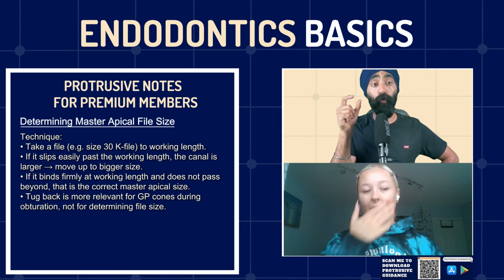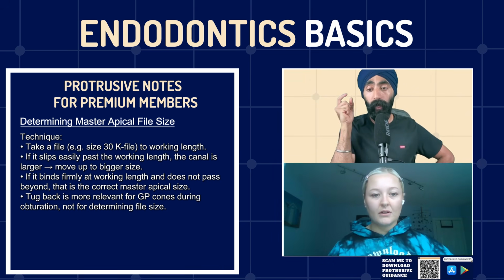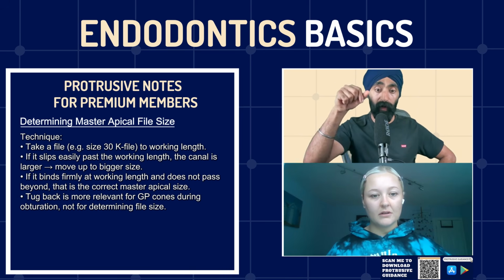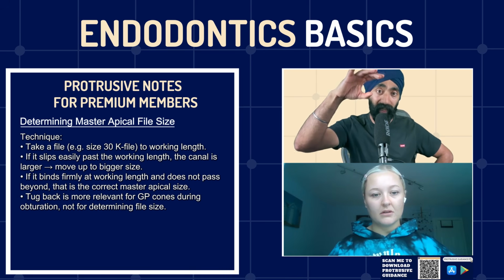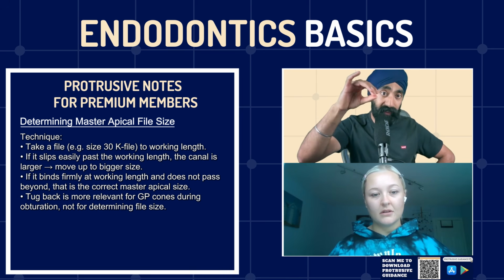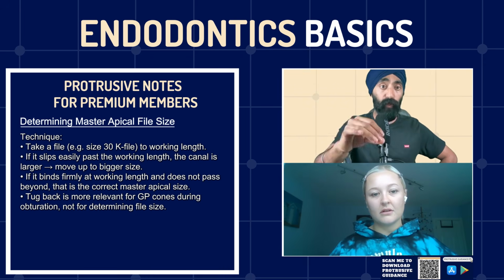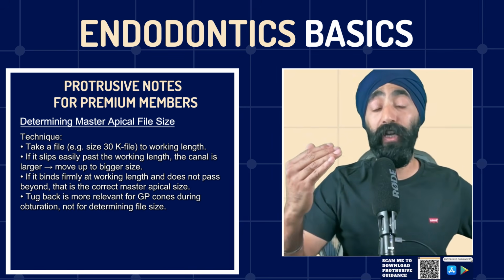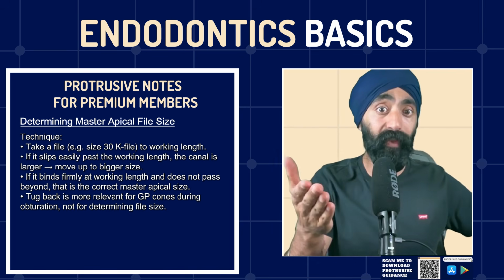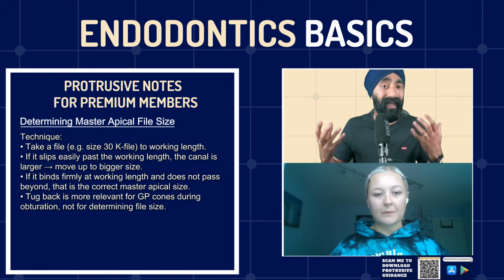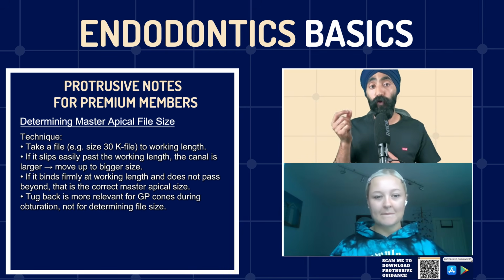The way Ian Harris taught me years ago was you take your file, you put it to length, and then it's just a tiny little flick. You almost flick it and see, does it actually go beyond? Because if it goes beyond, you know that you need to go for a bigger one, because it's going beyond your apex or beyond your working length that you determined. So therefore, you need to go for the 35.